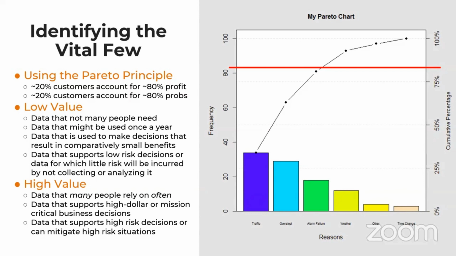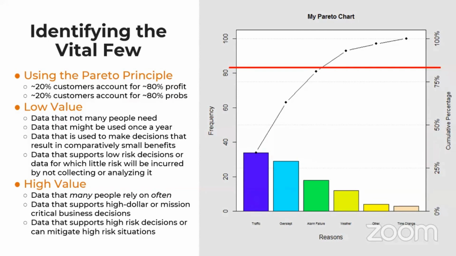When you have data that supports high risk decisions or can mitigate them, or maybe data that is mission critical or ties directly to the health and safety of your workforce, that can give you a clue that there's a high value data use case that you can focus on to be able to apply the Pareto principle and choose the good subset of quality controls.